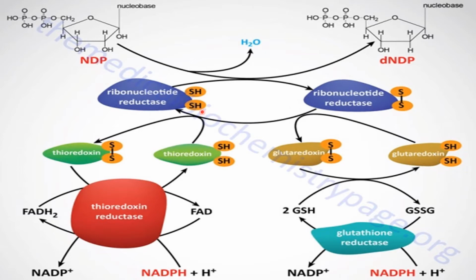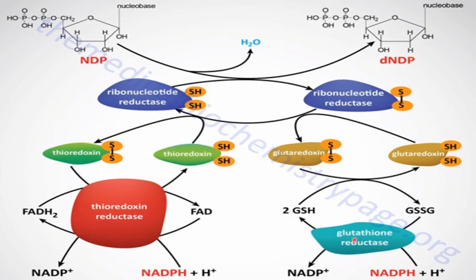Ribonucleotide reductase which contains sulfhydryl SH groups is then oxidized, having an S-S bond. This enzyme is also reduced by glutaredoxin. Glutaredoxin and thioredoxin have SH groups, which are oxidized as they donate hydrogen to the ribonucleotide reductase to convert the oxidized ribonucleotide reductase to the reduced form.